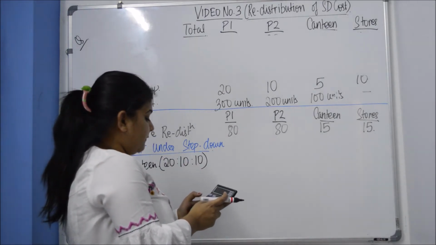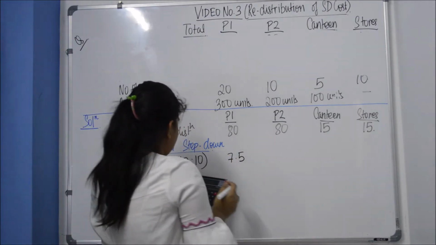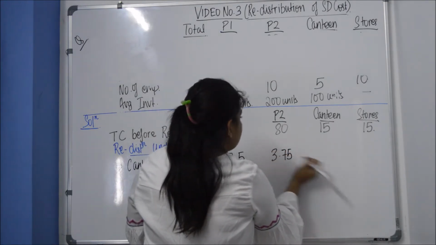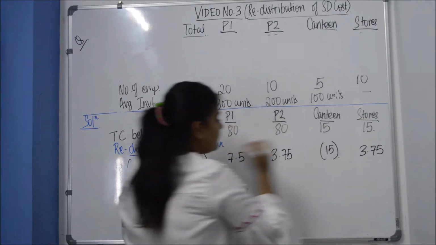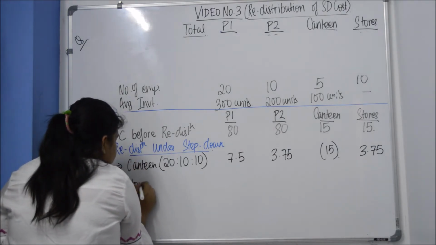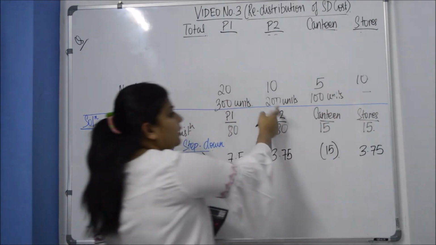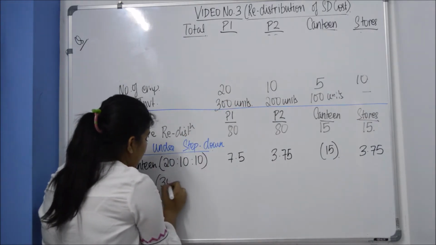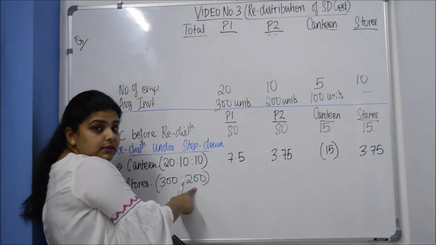That is divided by 4 into 2. It will get 7.5. This will get 3.75. This will get 3.75. Here it is negative 15. Coming to stores. Stores is the last service department. The last service department will provide its service only to the production department. So again stores will distribute in the ratio of 300:200. It will not take 100 into consideration.